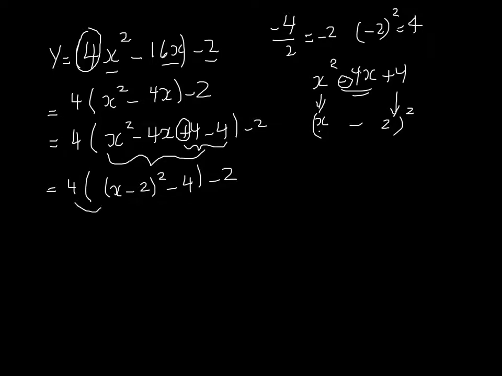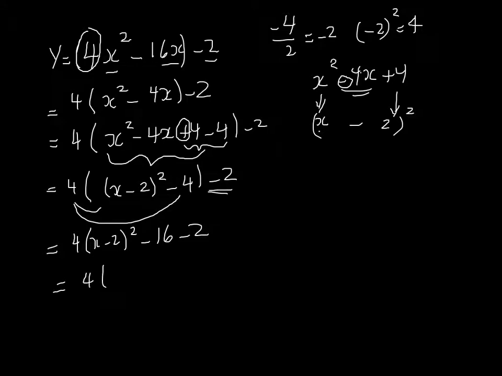Now I'm going to expand 4 inside the bracket. I get 4 times x minus 2 squared, and then 4 times negative 4 gives me negative 16, and then a negative 2, which is outside. This gives me 4 times x minus 2 squared, minus 16 minus 2 is minus 18.